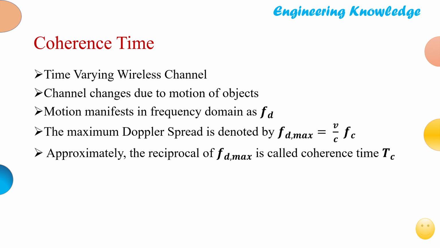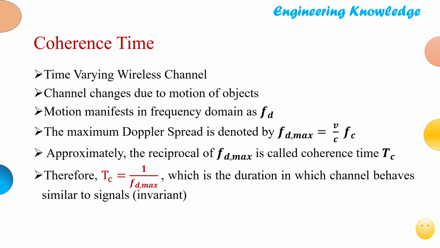What is the coherence time? It's the duration in time in which the channel behaves properly, in layman language, which means it does not change rapidly in that time domain. This time domain will be defined by the maximum Doppler spread, and the maximum Doppler spread is in turn related to the various objects that are moving in the communication channel. So therefore this Tc is basically 1 upon Fd max, where Fd max is the maximum Doppler shift. So this is our coherence time of a channel.